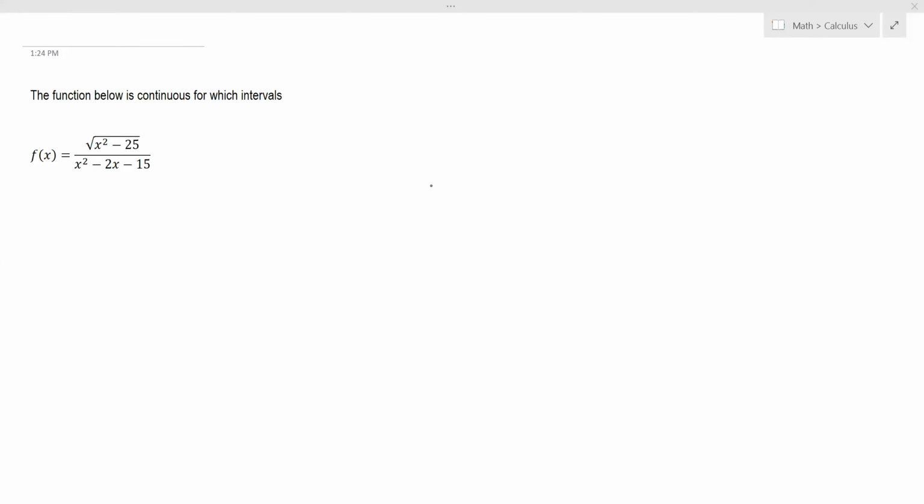All right, so let's try to answer this question. Now, the function below is continuous for which intervals? Now we have this function. What this is saying is just, we should find the domain. So we need to find the domain of the function first.